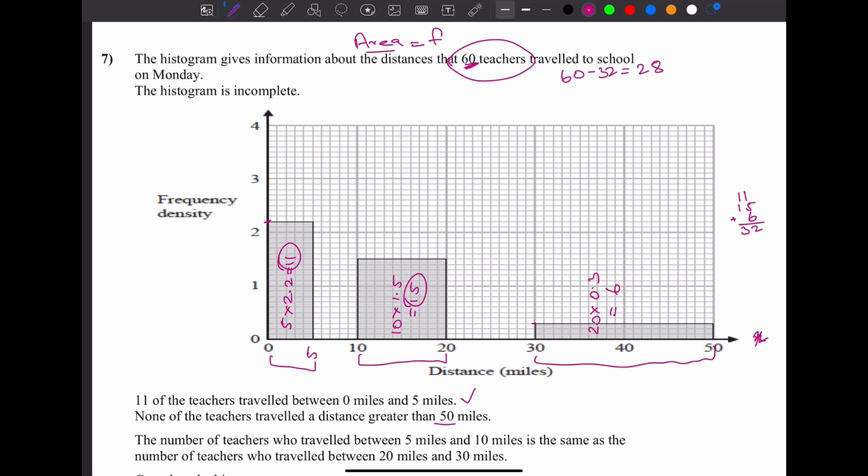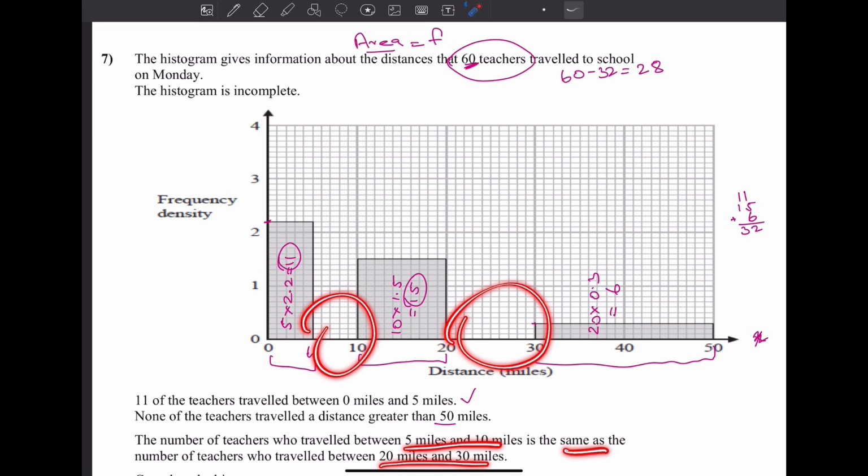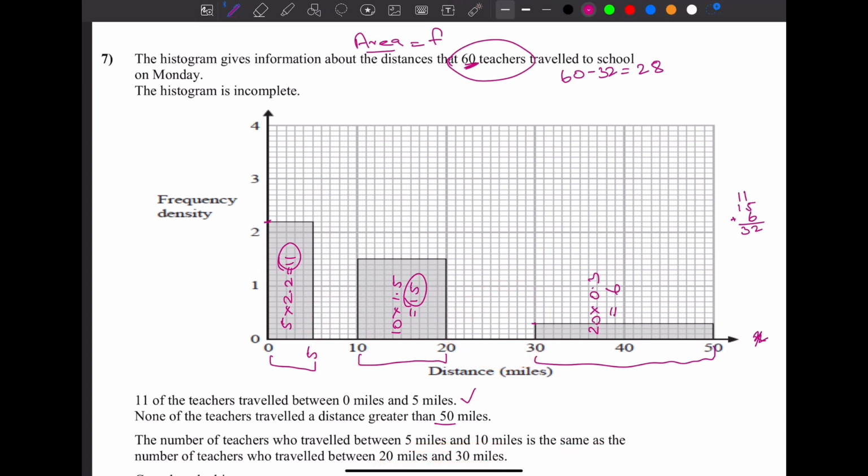However, the area between this one and this one is the same, because they said 5 to 10 is the same as 20 to 30. So the 28, I'm going to split it. 28 divided by 2 makes it 14. So the area on here must be 14. 14 divided by, I don't know the height, I know the width, which for 20 to 30 is 10, which should give you 1.4. You draw up to 1.4, which is here.